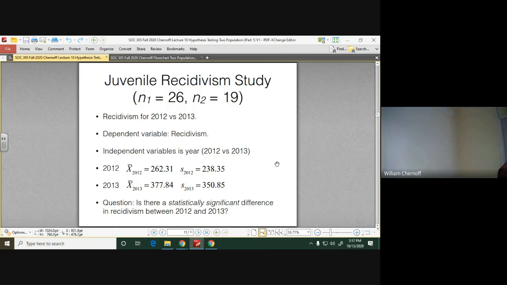Now, if we look at these standard deviations from these samples, we'll see that the sample standard deviation for 2012 was 238 days. And we can see that the sample standard deviation for 2013 was 350 days. So, when we're thinking about this idea of populations, standard deviations, and them being equal or not, this is something that we have to think about as researchers. So we have to make that call based off of our understanding about these groups. So we don't do it based off the data.